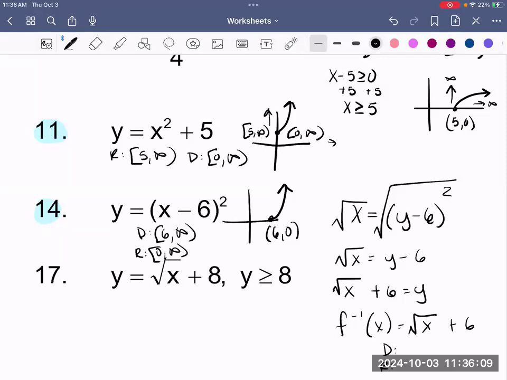Your domain, if we set x greater than or equal to 0, because it's underneath the square root sign, suggests that we just go from the values of 0 to infinity. Your domain is the same as your range from the original. And your range is the opposite. Your range should go from 6 to infinity. This could be coming from the domain of the original. We switch those two values.